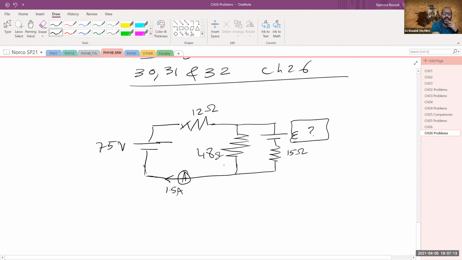I know the voltage between this point and this point, and it's easy to find from here. So if I call this point A and this point B, I know what VA minus VB is because I can calculate it through this section. The same current that goes through the battery this way goes through this resistor of 12 ohms. So the voltage drop between A and B, because I'm going against the current in here, is going to be negative 12 times that current.